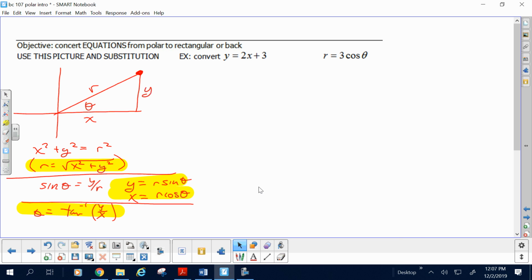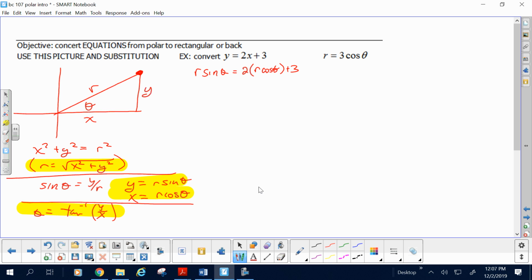For example, y equals 2x plus 3. What can you put in y's place? R sine theta. What can you put in x's place? R cosine theta. Now, we've converted that. When I say convert that, I mean take it from xy, or rectangular, to r theta, or polar.